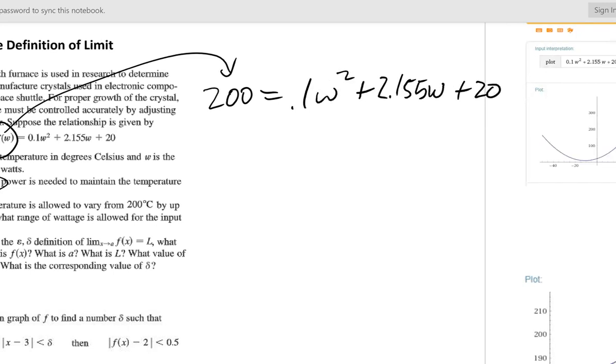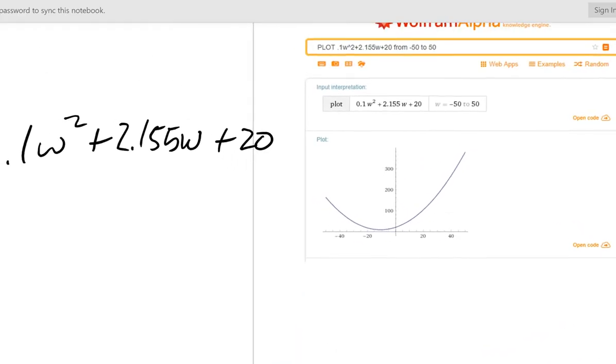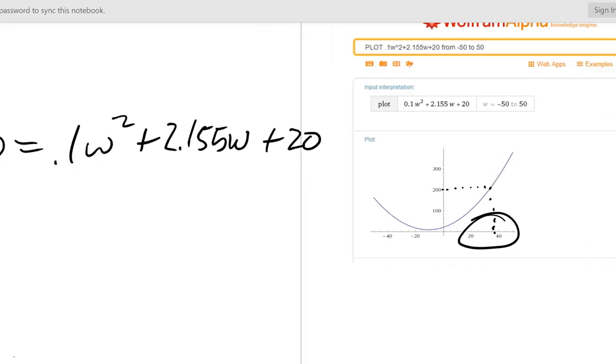So what we have is a parabola, which I've graphed here. We have a parabola, and we're trying to see what the temperature has to be at 200. Okay, so it's somewhere in here, somewhere between 20 and 40. Notice that the parabola has a vertex that is negative. But that's okay.